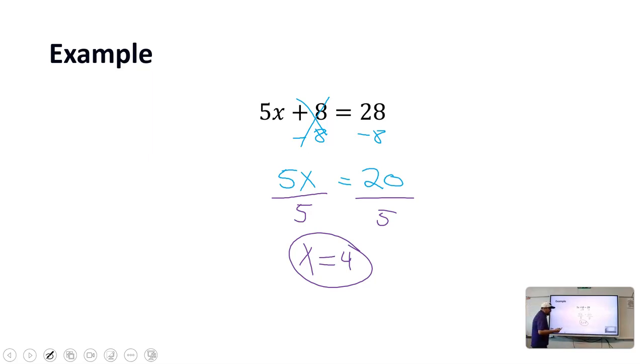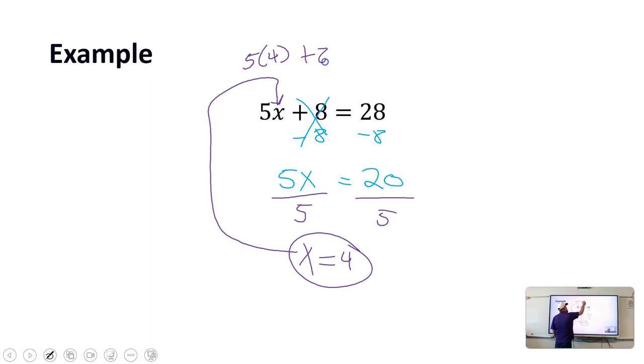Now we can double check these like we did in our last video. Let's take this and plug it in right here and see if it works. So it is 5 times 4 plus 8 equals 28. Well, 5 times 4 is 20, and 20 plus 8 is 28. So yes, we have ourselves a correct answer.